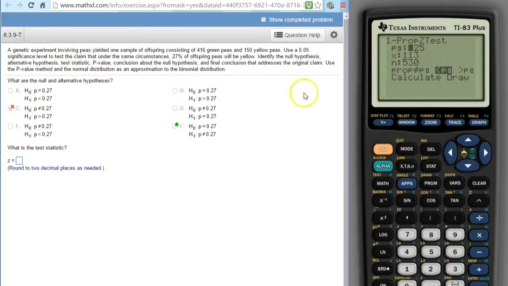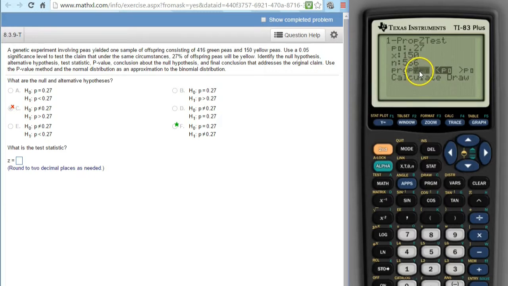All right, the claim is p equals 0.27, so 0.27. x is the number of successes we have, so that's the yellow peas. So that's 150. n is the total number we sampled. Now some were green, some were yellow, so we have to add these together. We can do it on our calculator as we're typing it in, or we can have it added together ahead of time.